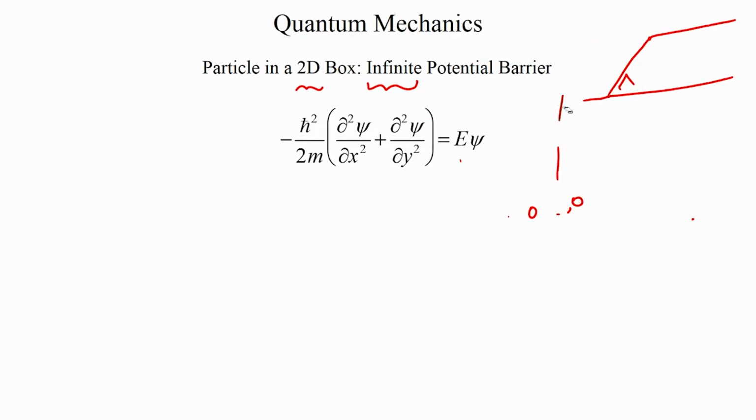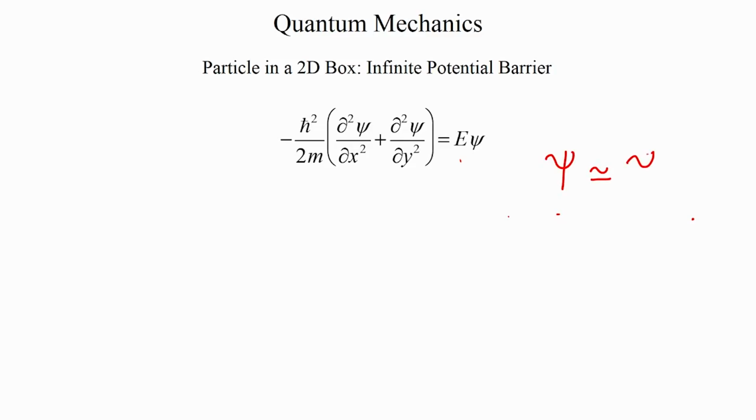So we want to solve Schrodinger's equation for this case. Since I chose a nice little rectangular box, I can use one simple trick, which is that I can say my psi, the wave function for the particle, can be written as a product of two components: the wave function in the x direction and the wave function in the y direction.